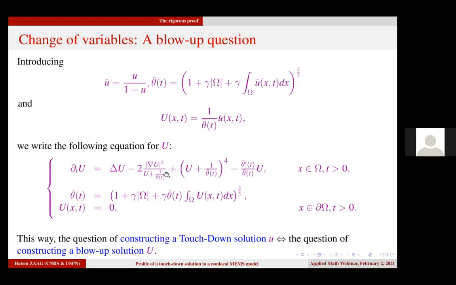And this term was and is still very difficult to control, because it's non-linear: gradient u square divided by u. Although u blows up at the origin, far from the origin it will go to 0. So it's not easy, and we need more control. Thank you, Fathi.